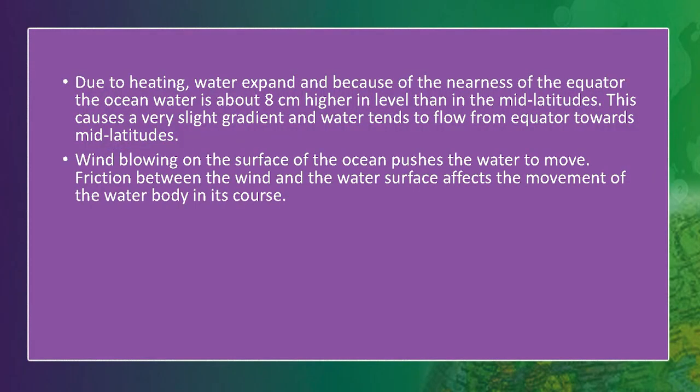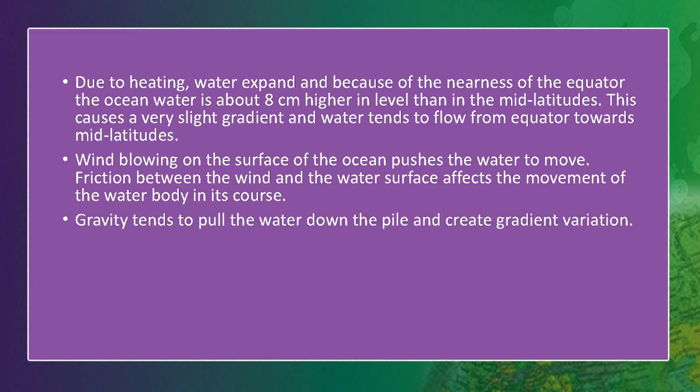Wind blowing on the surface of the ocean pushes the water to move, and friction between the wind and the water surface affects the movement of the water body in its course. Gravity tends to pull the water down the pile and create gradient variation.